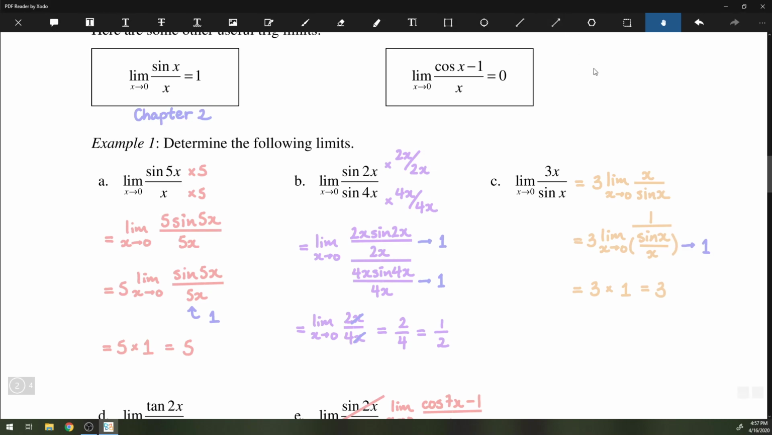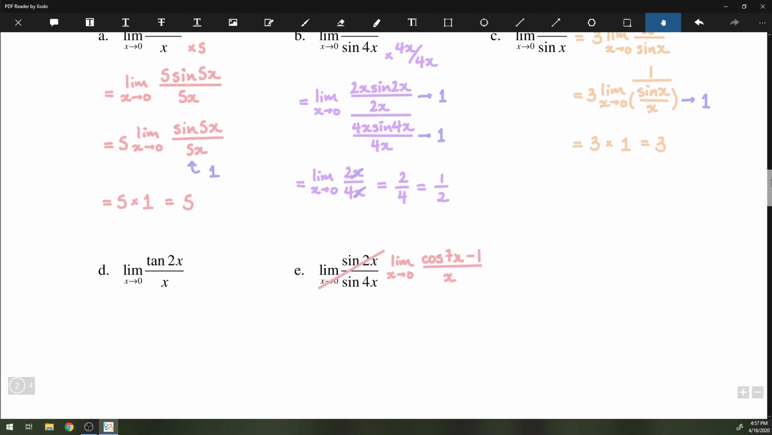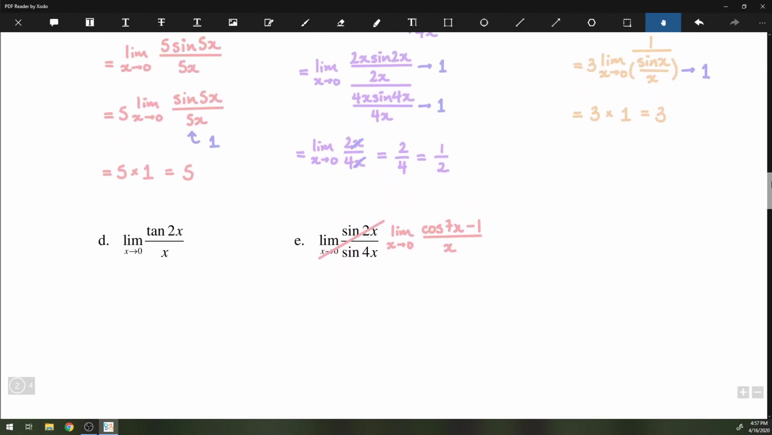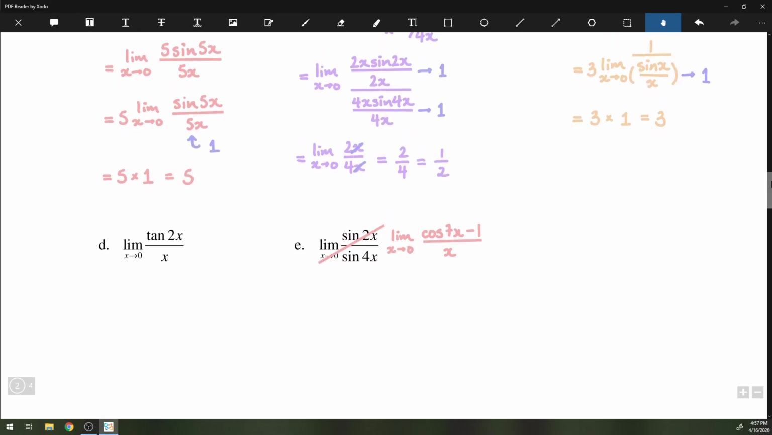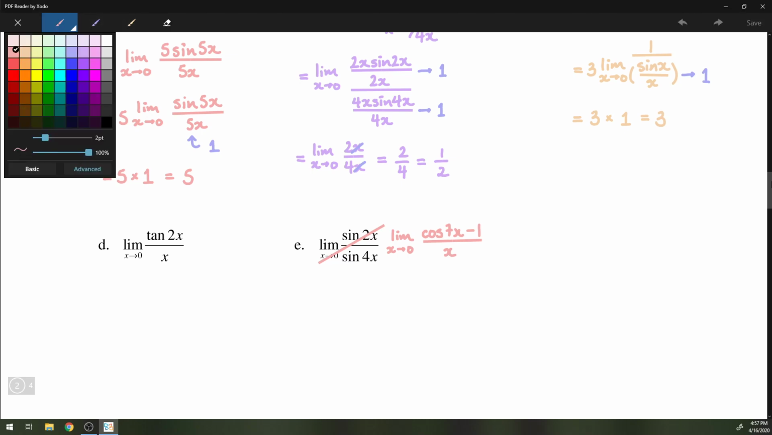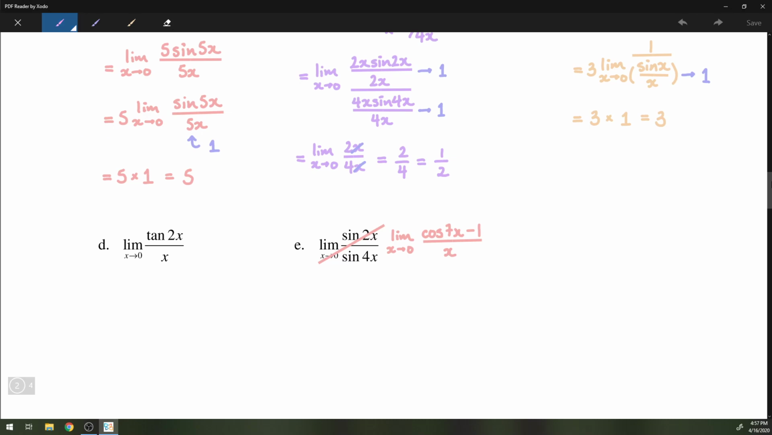Okay, so next up we have another limit question. Tangent 2x over x. That one is a little bit more interesting because we haven't dealt with tangent just yet, and it's not one of our special limits from above. So let's see what we do here.